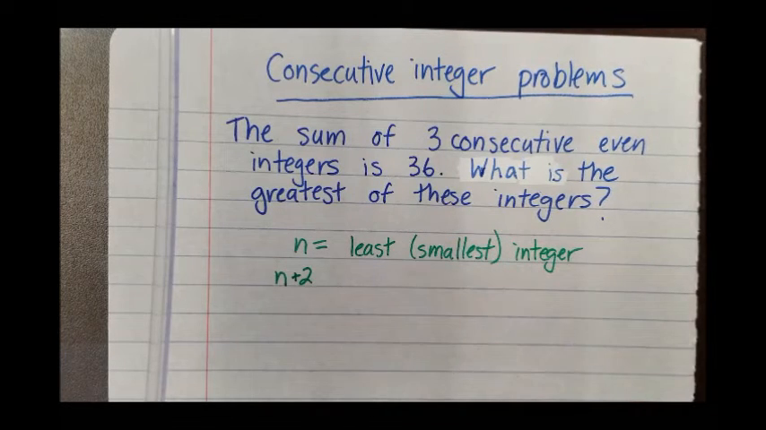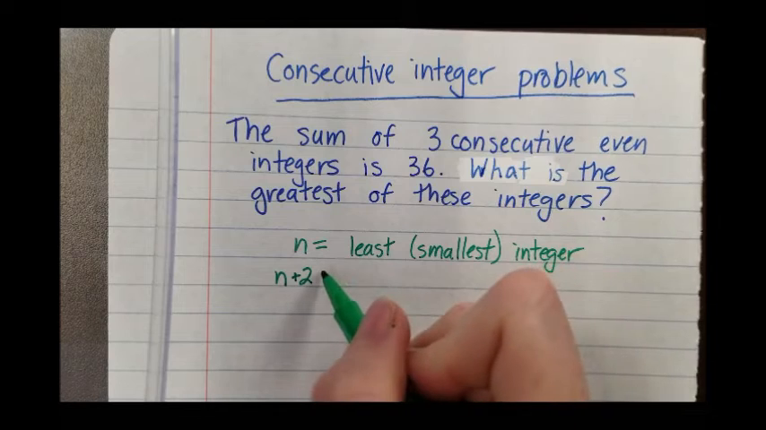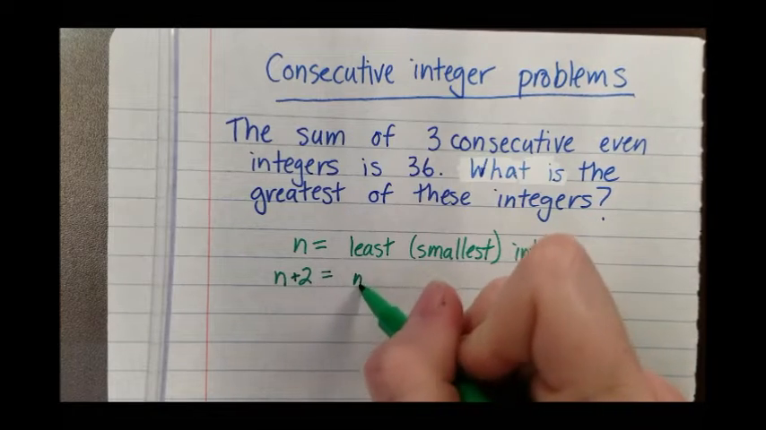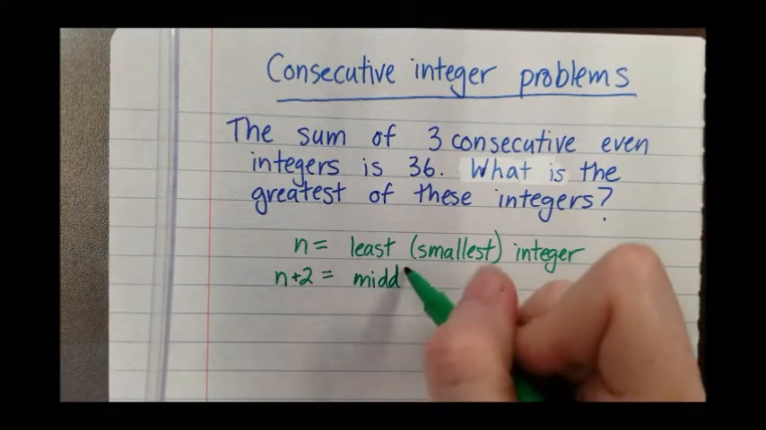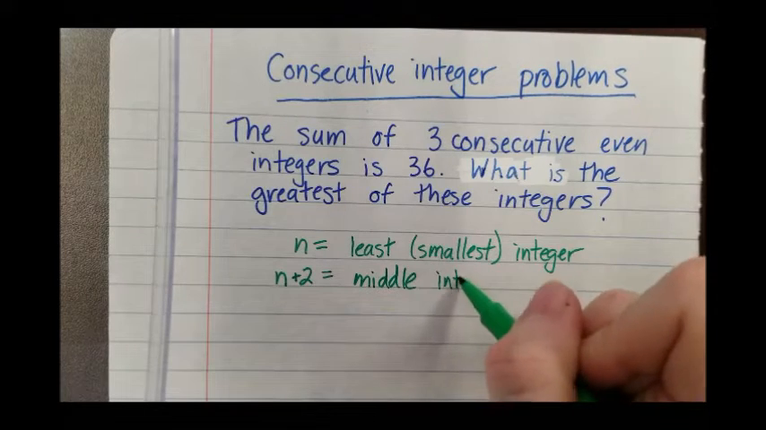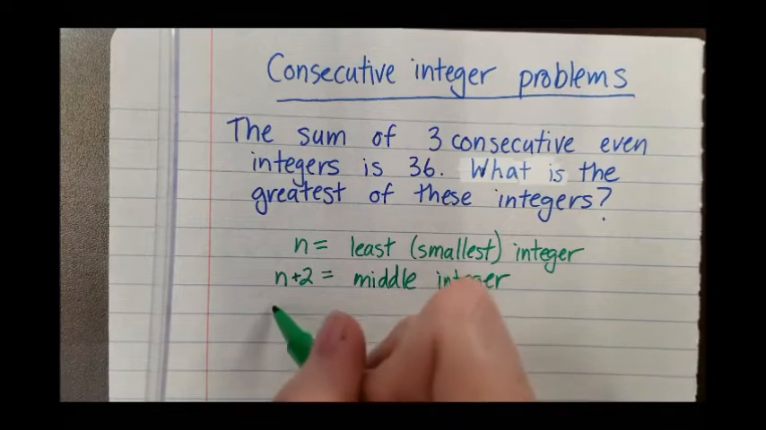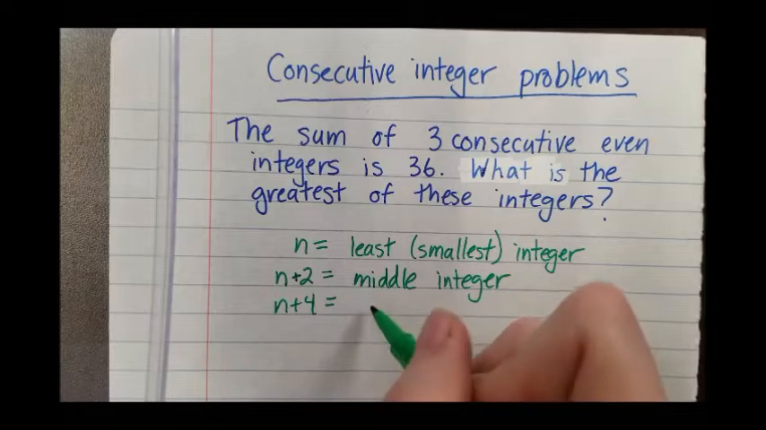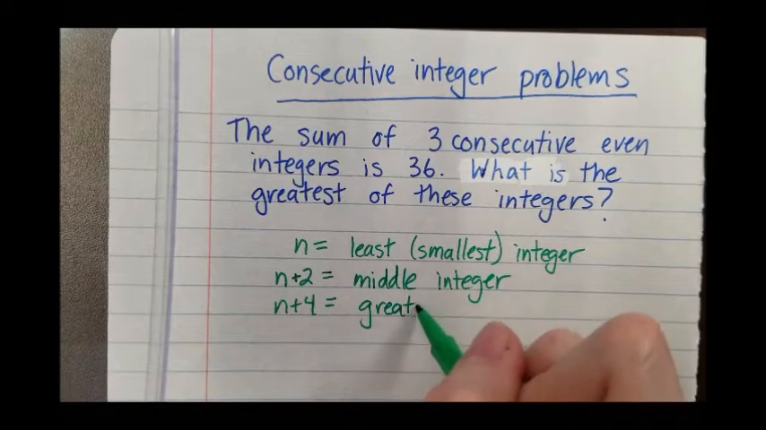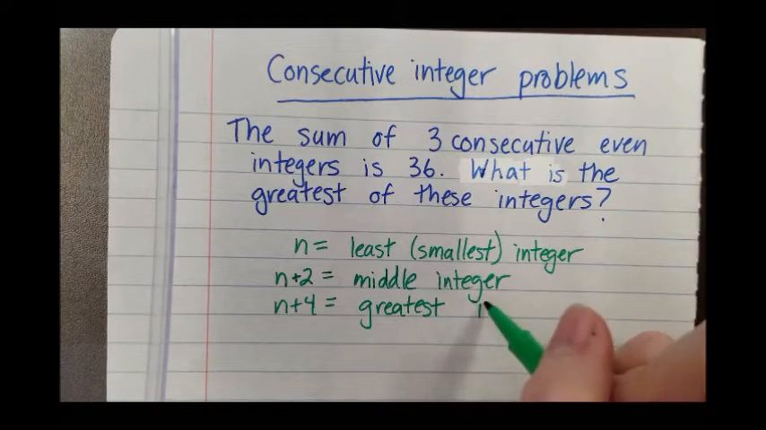If you think about it, if your first integer was 4, you'd have to add 2 to get to 6, which is the next even number. So n plus 2 is the middle integer, and n plus 4 would be your greatest integer.